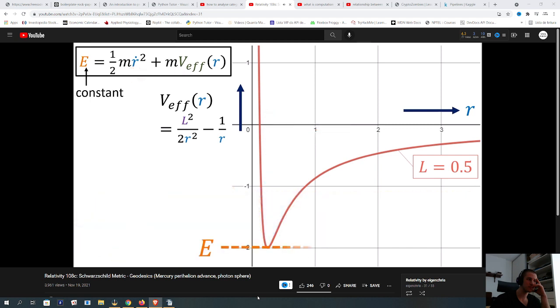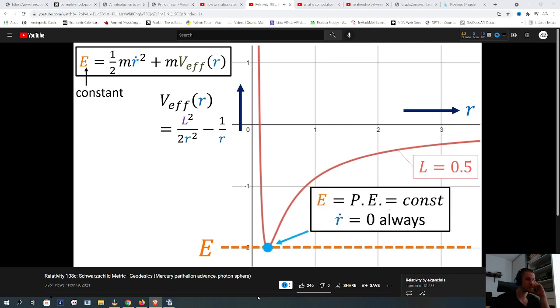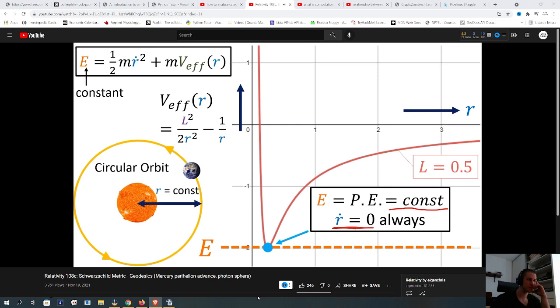If instead the total energy line is exactly at the bottom of the potential well, then the potential energy and total energy are equal for all time. This means that the r dot term is 0 for all time, so the radius is constant for all time. This corresponds to a circular orbit with a constant radius.